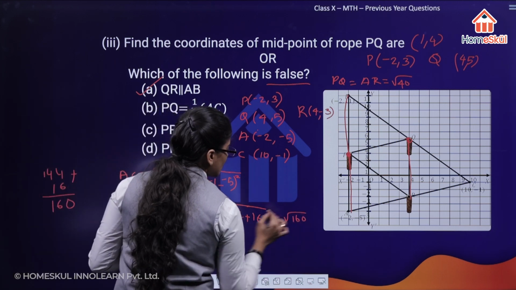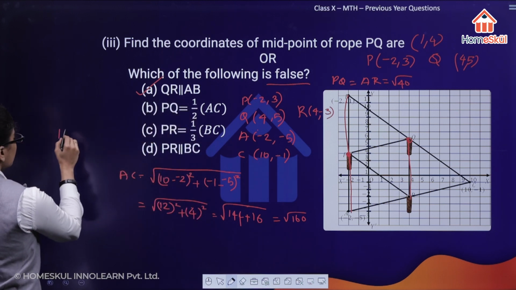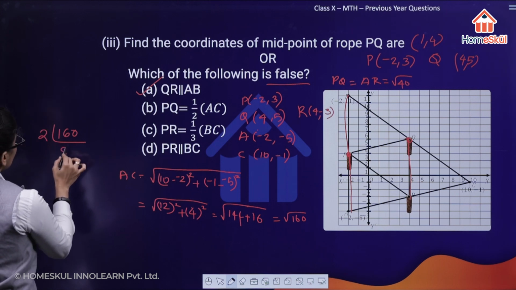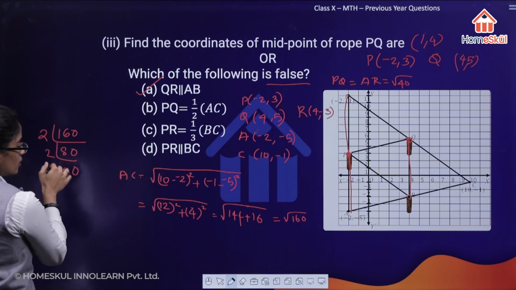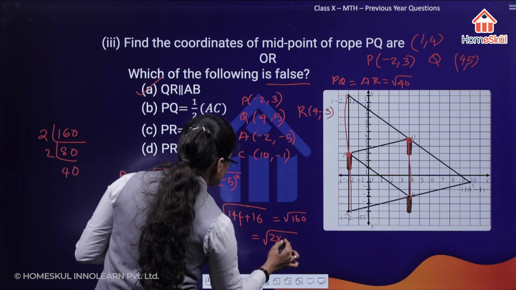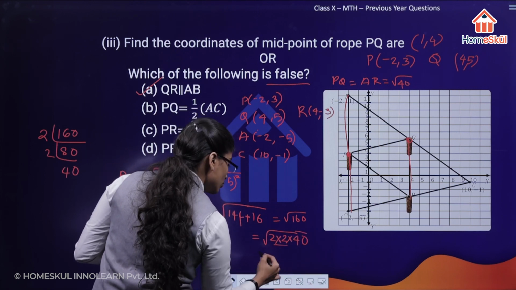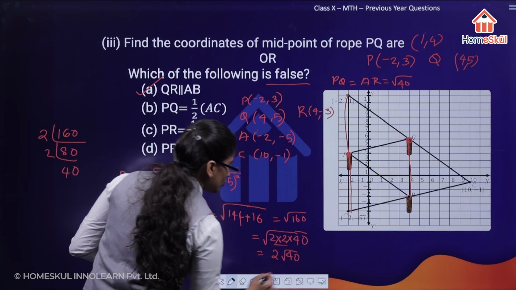Okay, root 160. Root 160 can be written in the form, on simplifying 160, on prime factorization, 2 into 80, then 2 into 40, isn't it? So it could be written in the form of root of 2 times 2 times 40. That 2 can be taken common outside. So it is 2 root 40, isn't it?